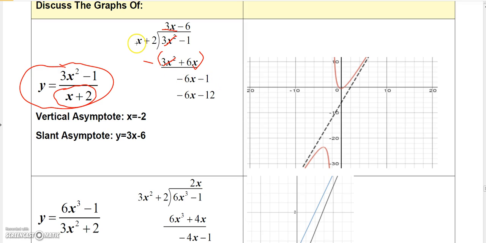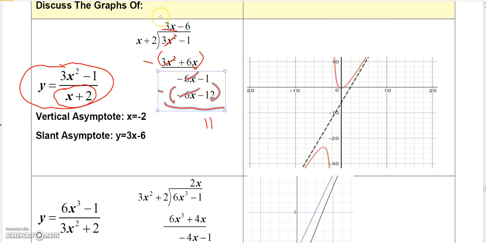And then you do it again. You say, okay, what times this x would give me a minus 6x? So that would be minus 6. So you put a minus 6 here, then you multiply the minus 6 back times the divisor. So minus 6 times x would give me minus 6x. Minus 6 times 2 would give me minus 12. Now, when you subtract here, the minus 6x will cancel with plus 6x, and then you'll have minus 1 plus 12, which gives me 11. Okay, well that's the remainder because you can't divide x into 11, so that's as far as we can go.